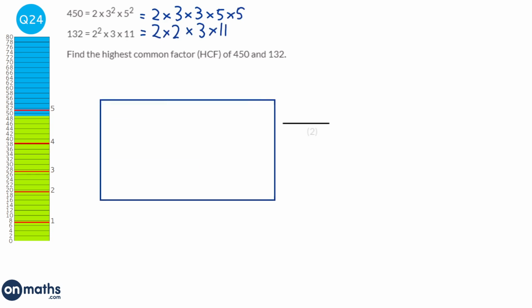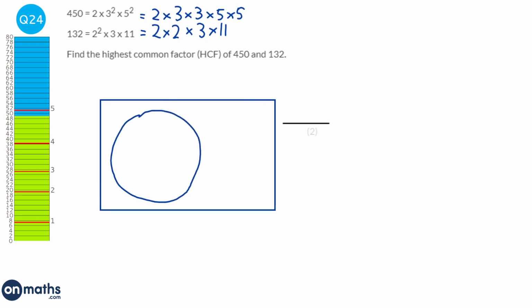So let's just do a rectangle at the outside. I'm going to try and do some nice circles here. Try my best anyway. Okay, so on the left hand side we have the 450, on the right hand side we have the 132. So we'll start with the 450 and the numbers. So actually looking at the numbers, looking at the prime factors at the top, we can see they both have a 2 in them. So I cross them both out and put 2 in the middle.